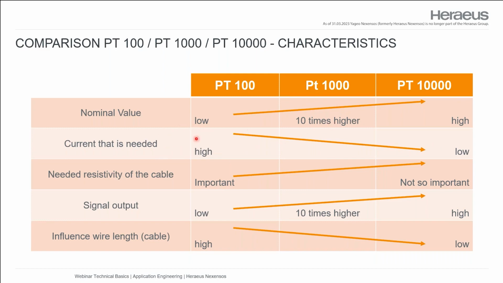And you see also, if you look at the output signal, for sure PT100 has 100 ohm, PT10,000 has 10,000 ohm. That means the signal output is for sure higher, and the influence of the wire length is lower. If you have a PT100, the influence from the wire, from the cable in the end, is higher compared to PT1000, because this is really an advantage of a high ohmic value. Otherwise, besides this influence, the other things are not really an advantage of using a higher ohmic value.